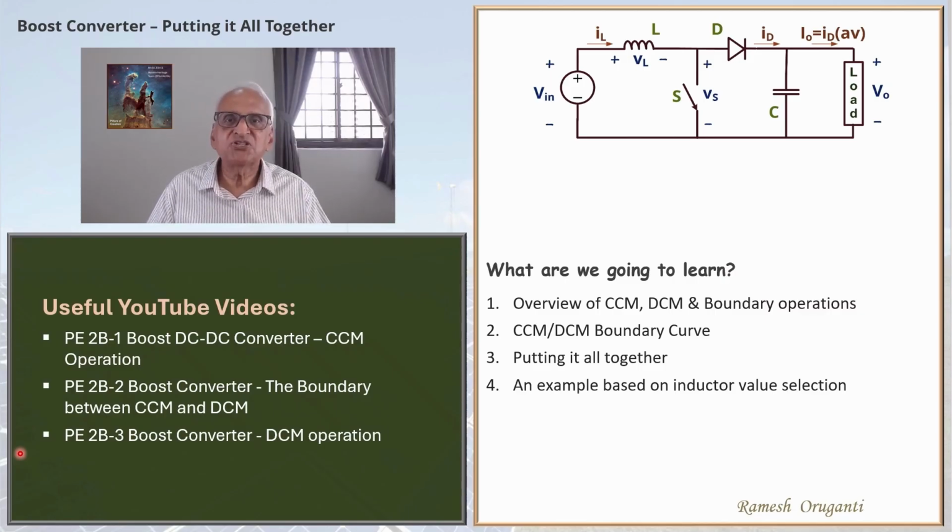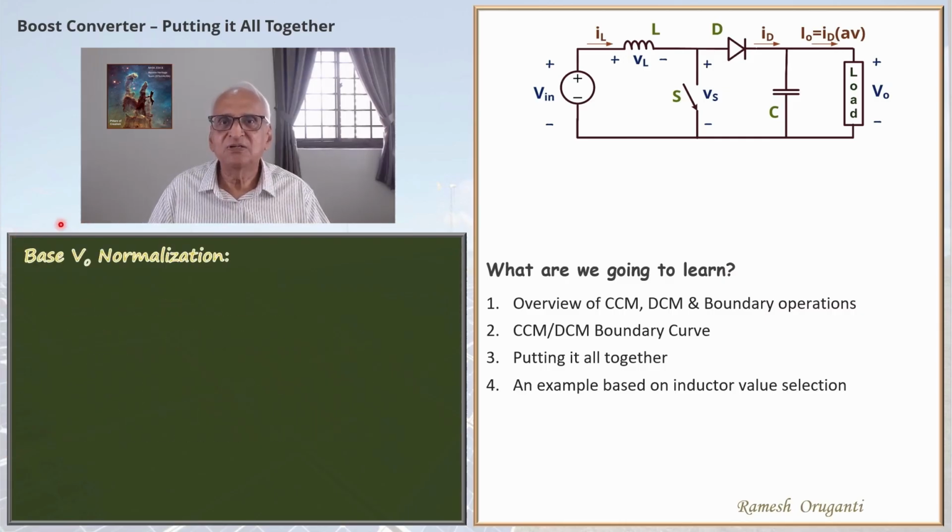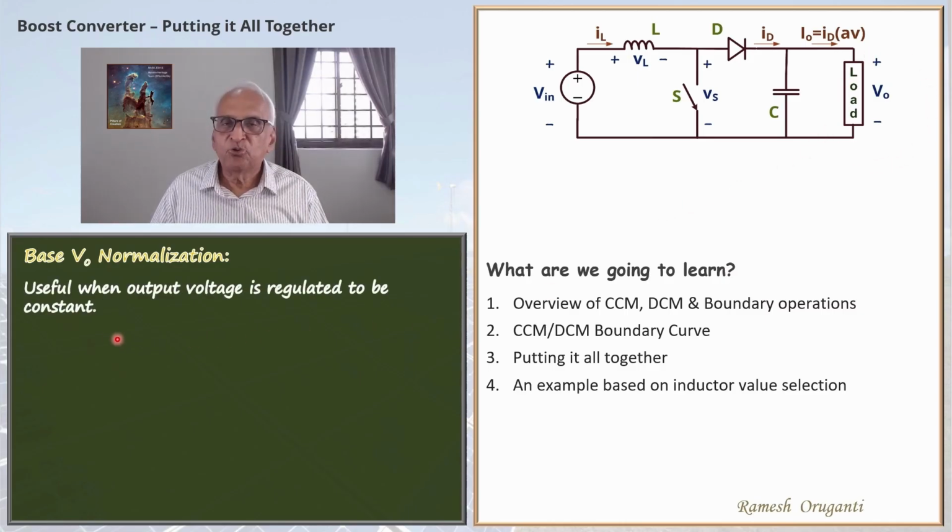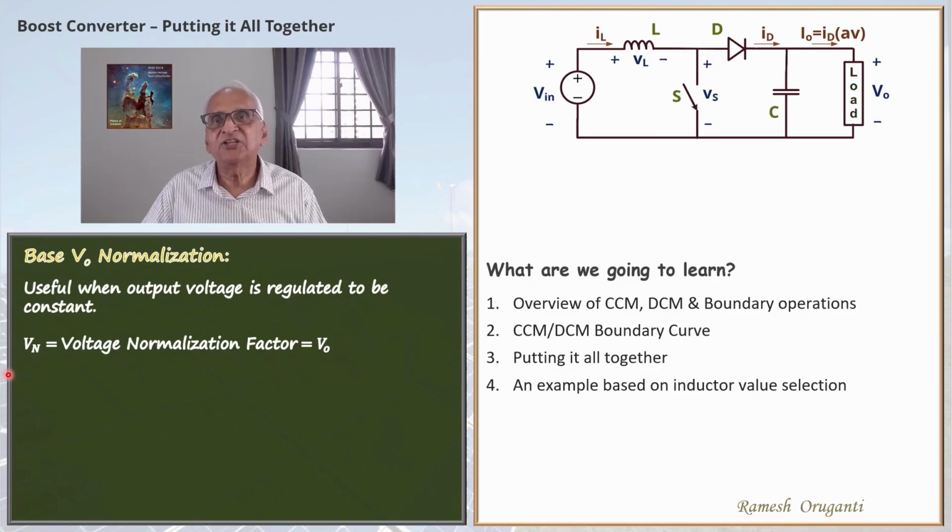The normalization that we are going to do may be called base V0 normalization. This normalization is useful when the output voltage is to be regulated. The voltage normalization factor is V0, the output voltage, which is taken to be constant here. Through closed loop regulation, we are regulating the output voltage constant. This is true or mostly true in many applications.